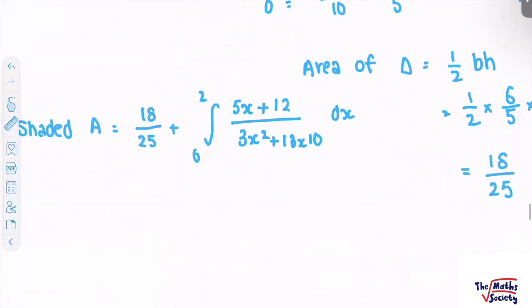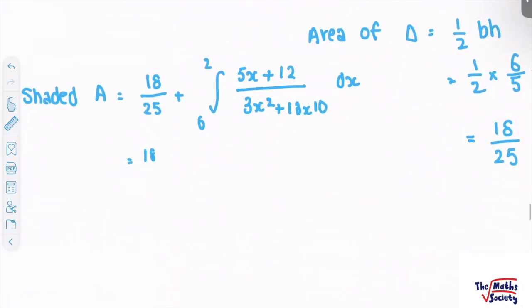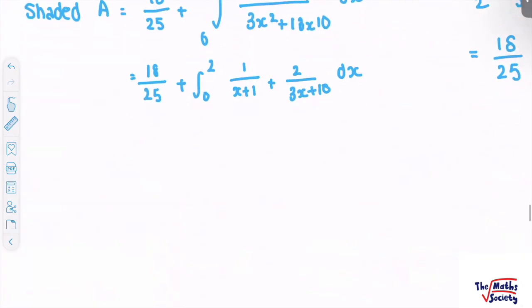So now we're going to start the integration. 18 by 25 plus the integral from 0 to 2 of 1 by x plus 1 plus 2 by 3x plus 10, dx. So we know 18 by 25 plus ln x plus 1 plus 2 by 3 ln 3x plus 10.